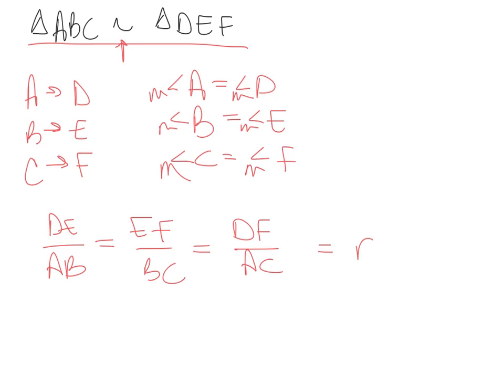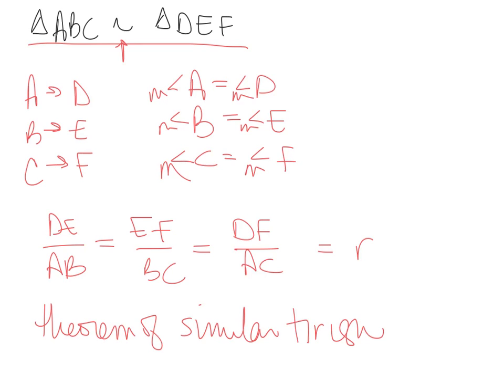All right, we just did a proof in a non-proof way, but I know you guys understand it. So that really is our theorem of similar triangles, if I could spell. Triangles. That's a T and an R. All right, let's move on.